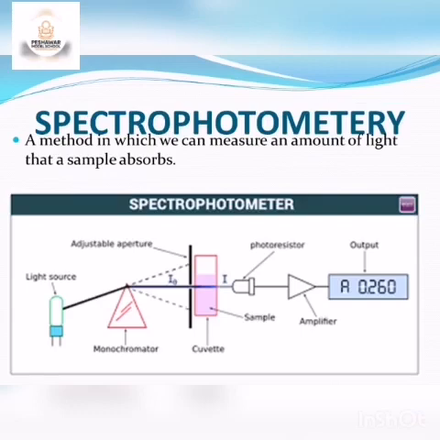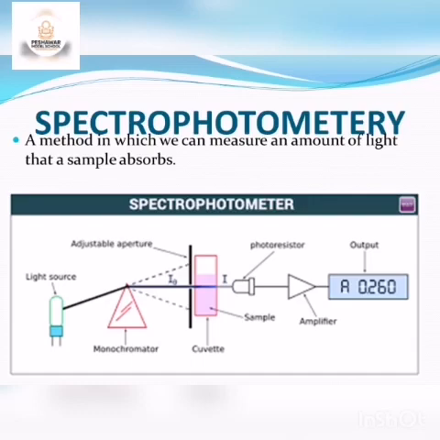Now the next one is spectrophotometry. What is spectrophotometry? It is a method in which we can measure the amount of light that the sample absorbs. It means that through this process we can find the absorbance or transmission of any sample solution. Through this process we can find out the purity of any substance. If the transmission is higher, it means that the substance is pure, and a sample solution that absorbs too much light will give us a higher voltage.